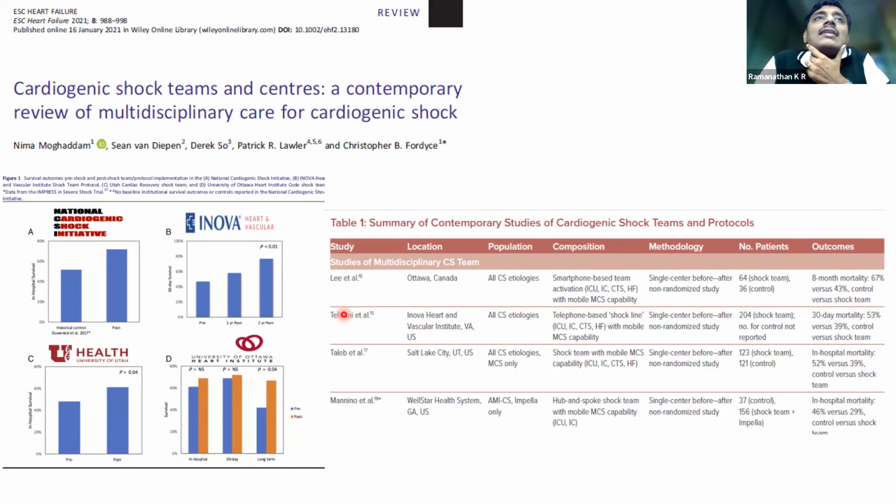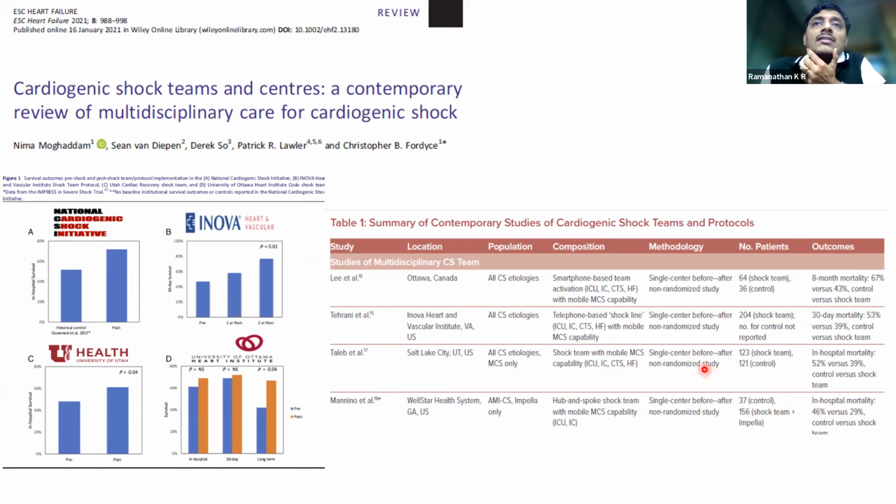Now, one of the important things that is being addressed to improve outcomes in cardiogenic shock, and this is being done in most of the university hospitals as well as at the higher cardiac centers, is the formation of cardiogenic shock teams. Now, outcomes from the National Cardiogenic Shock Initiative, as well as a few of the centers from the US, have clearly shown improvement in mortality after shock teams were formed and protocolized management of cardiogenic shock was done.